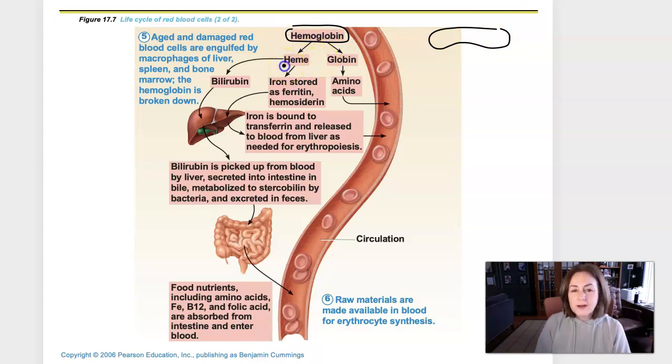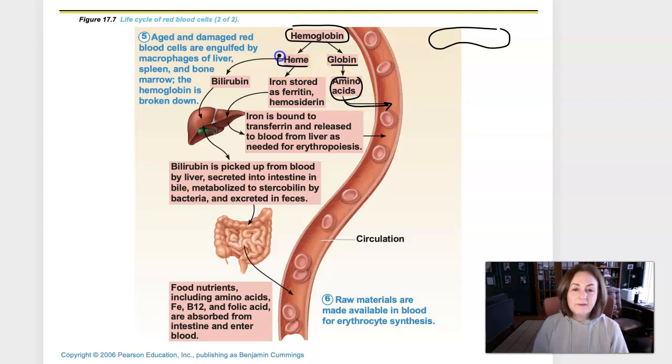Remember, it has two parts: there's the heme group and then those 4 proteins. To get rid of the 4 proteins, that's easy, because we can break those proteins down into amino acids. Then you could put those amino acids out into the blood, or you could metabolize the amino acids, and the kidney would take it away as a waste product.